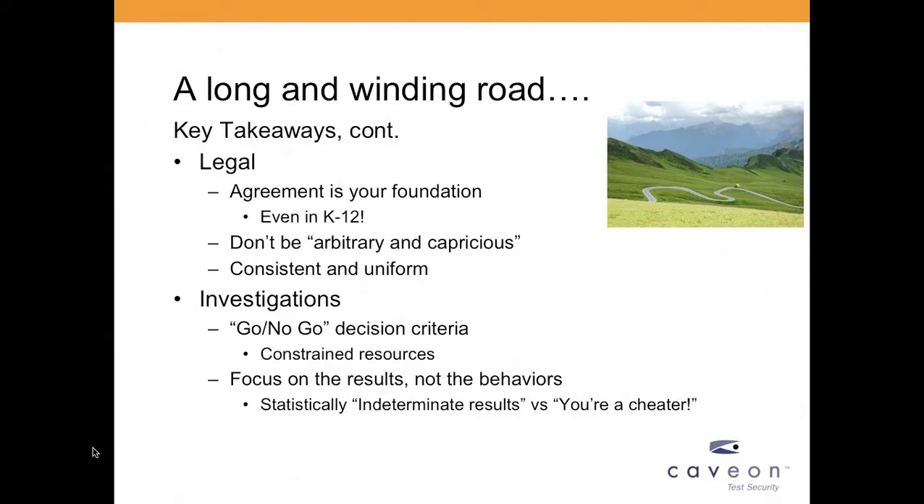On the legal piece, Jennifer talked about how key it is to have consistent and uniform adherence of policies. I was involved in a court case for a different state where a lower court ruled against the State Department of Education. The State Department of Education had invalidated a student's score. The lower court found for the student. But then the Supreme Court said, no, because the Department of Education applied its policies uniformly and consistently across the state, we will not allow the lower court to overturn that invalidation. So do be uniform and consistent. Don't be arbitrary and capricious.